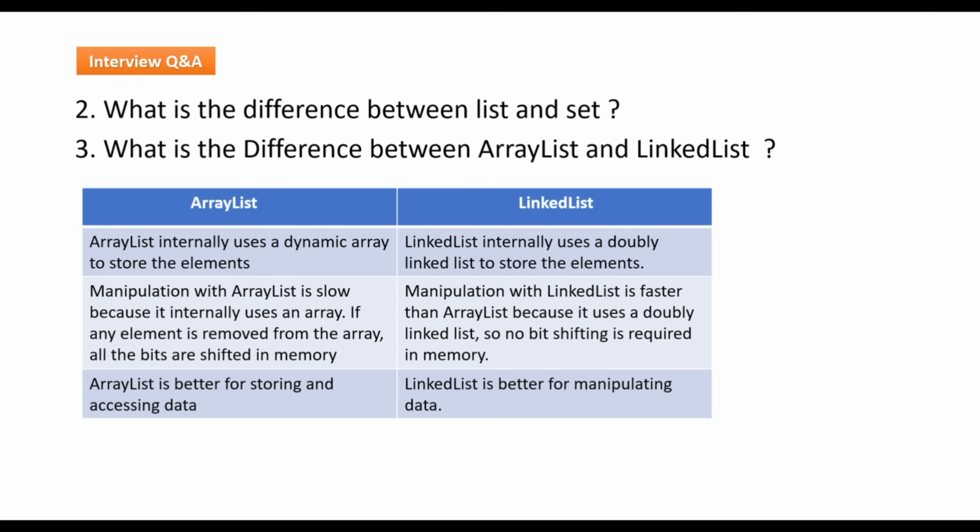So for example, let's say I added 5 elements to my ArrayList: 1, 2, 3, 4, 5, and it is converted to an array. Now my array contains 1, 2, 3, 4, 5. Let's assume I just want to remove the third element, which is 3.